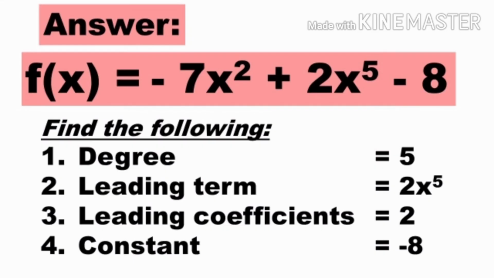So, ang leading term natin, siya yung term na may pinakamataas na exponent. Therefore, we have 2x raised to 5. And ang leading coefficient natin, yung coefficient ng leading term natin na 2. And ang constant term, yung walang kasamang variable which is negative 8.